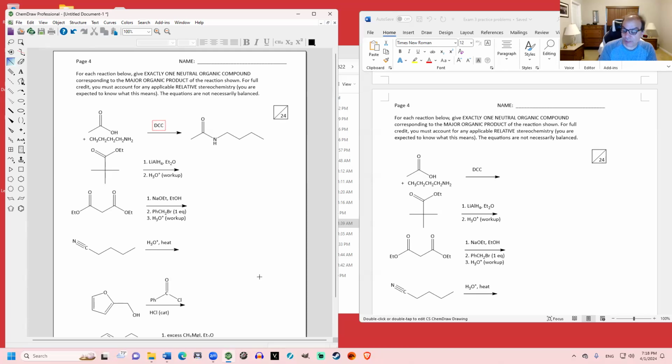So that's a reaction you'll need to know, the reaction of DCC with an amine and a carboxylic acid to give an amide. That's used to make small polypeptides as well. In the next reaction, we have an ester. So again, I expect that you can just look at functional groups and know what they are. We have an ester that we're reacting with lithium aluminum hydride, followed by an acid workup. And you need to know that lithium aluminum hydride reduces an ester to a primary alcohol.